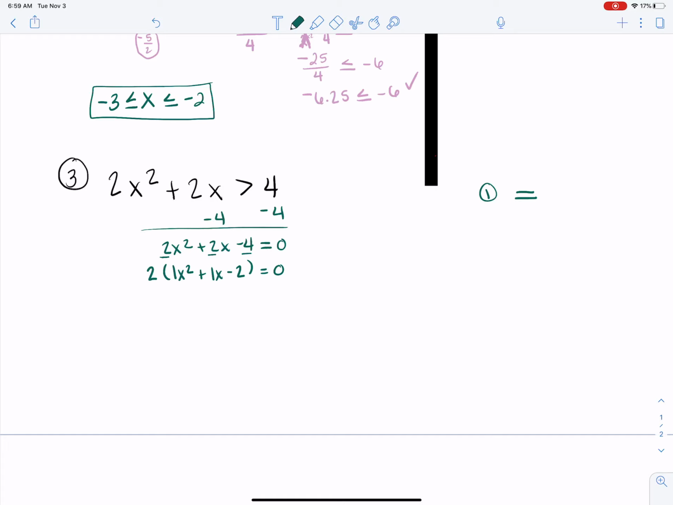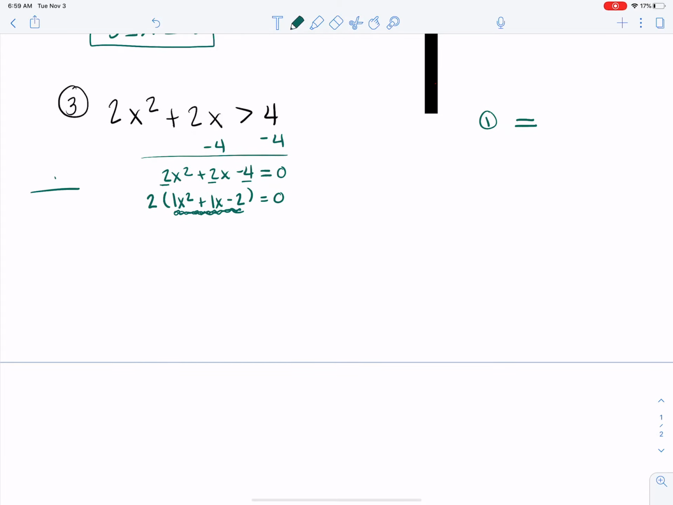Okay? Now when we factor the next part, we are only looking at these inside pieces. So I need two numbers that multiply to a times c. My new a and my new c are 1 and negative 2. So multiply to negative 2 and add to the new b, 1. If I use positive 2 and negative 1, that will work. So I still have this 2, but now I'm going to build two binomials. So x plus 2 and x minus 1.